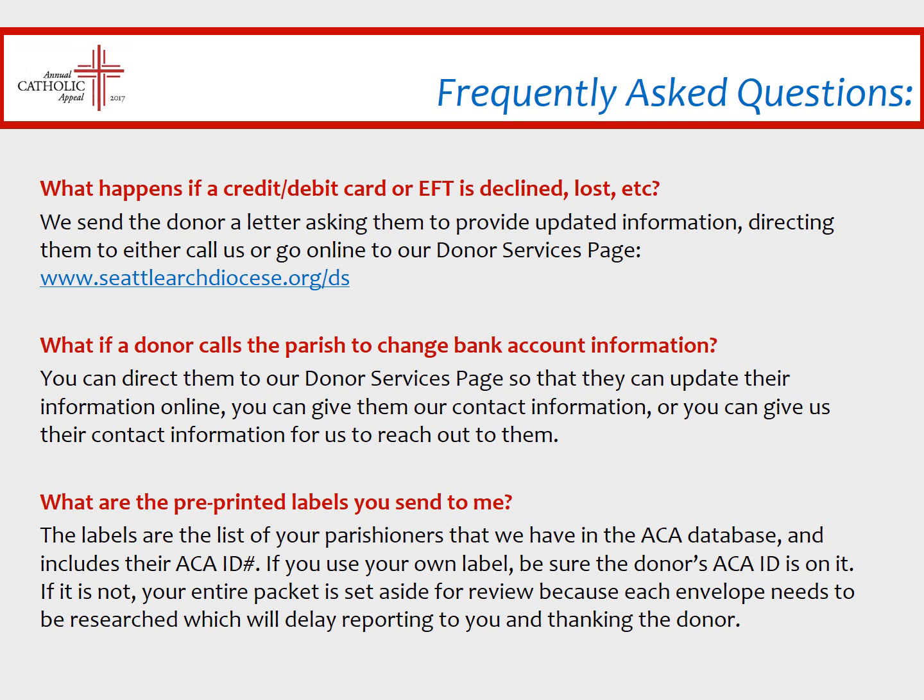What are the pre-printed labels you send to me? Well, the labels, as mentioned before in the presentation, are the list of your parishioners that we have in the ACA database and includes their ACA ID number and your parish ID number. So if you use your own label, please be sure the donor's ACA ID is on it. If it is not, and you use those labels on the entire bunch that you sent to us, that entire packet is set aside for review because each envelope needs to be researched, which will delay reporting to you and thanking the donor.